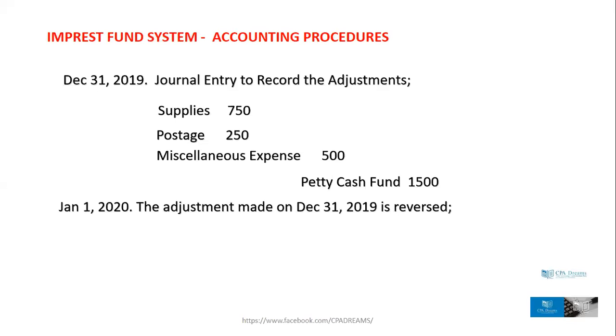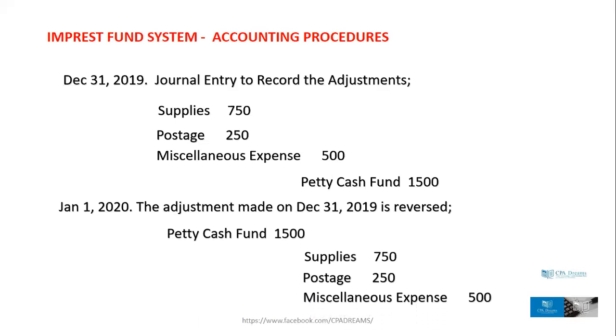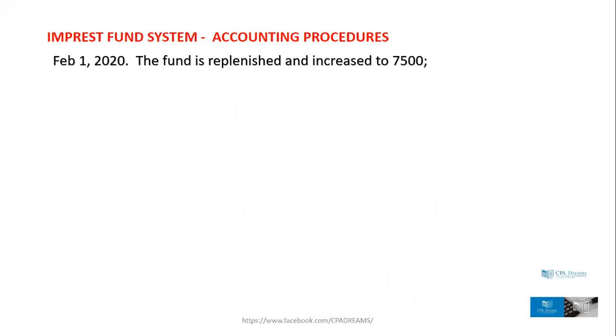Now, on January 1, 2020, there will be an adjustment which is to reverse the December 31, 2019 transaction. So how to do it? Debit, petty cash fund, 1,500. Credit, supplies, 750; postage, 250; miscellaneous expense, 500. Okay?